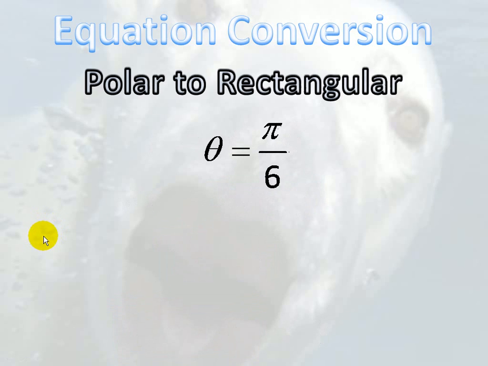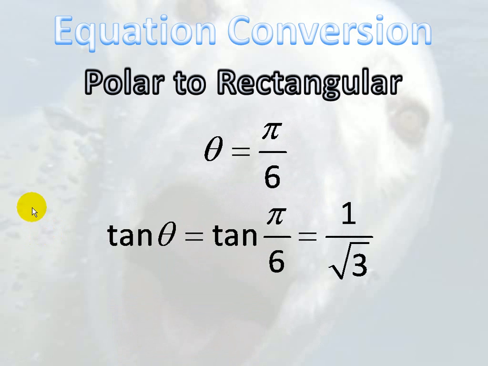Okay, let's look at another one. Let's suppose we have this polar equation. Theta equals pi over 6. Okay, well, we recall that tangent theta is equal to, in this case, since theta is pi over 6, tangent of pi over 6. And we know that tangent of pi over 6 is 1 over the square root of 3, from the unit circle, by putting the sine of pi over 6 over the cosine of pi over 6, we get 1 over the square root of 3.